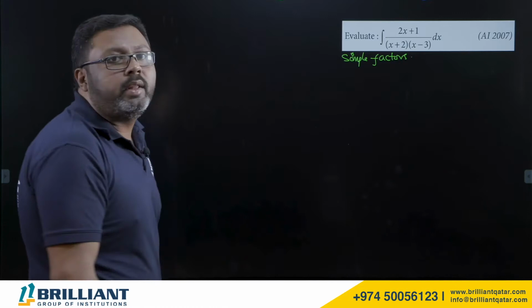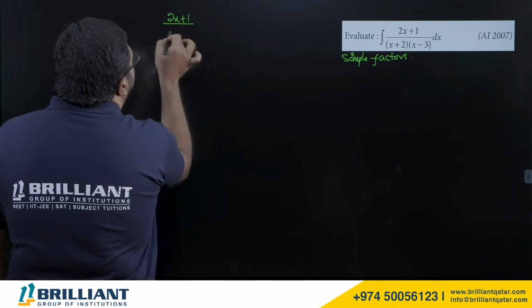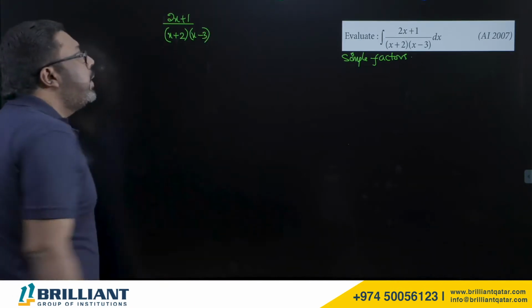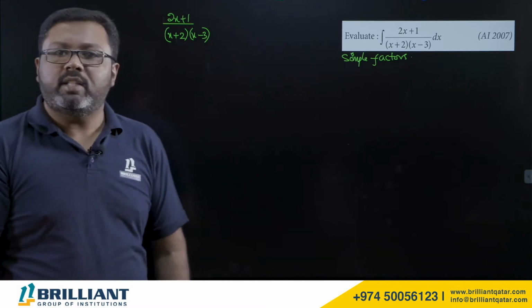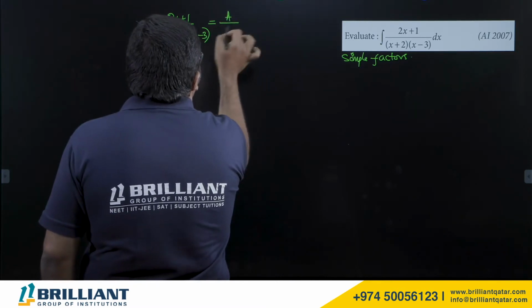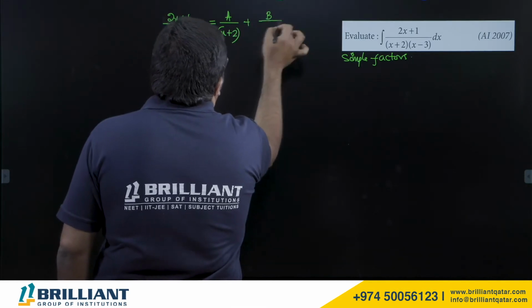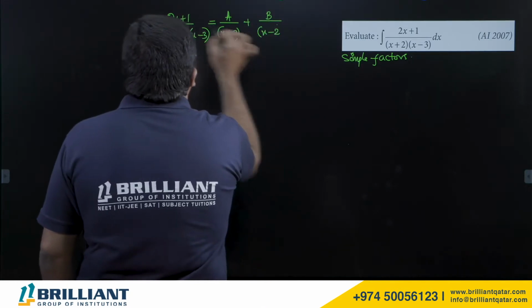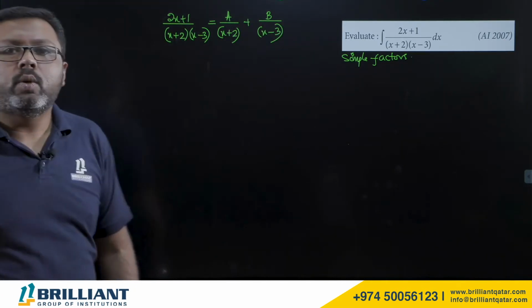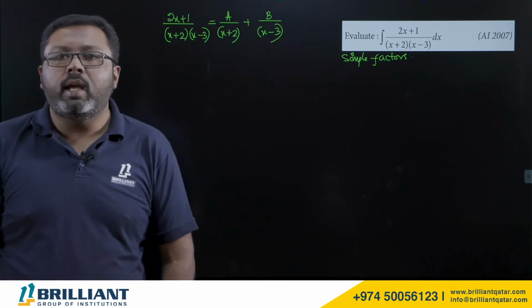So how do we approach this method? Look at it, we take the expression 2x plus 1 divided by x plus 2 into x minus 3, and that will be split using the arbitrary constants: a by x plus 2 plus b by x minus 3. This is how you will split your simple factors.